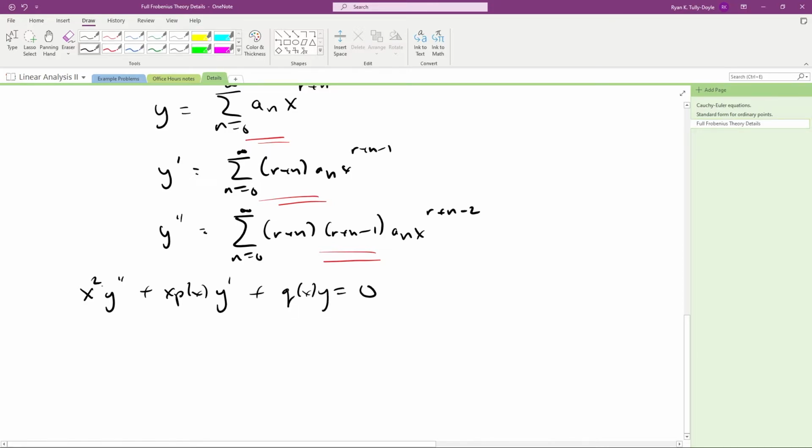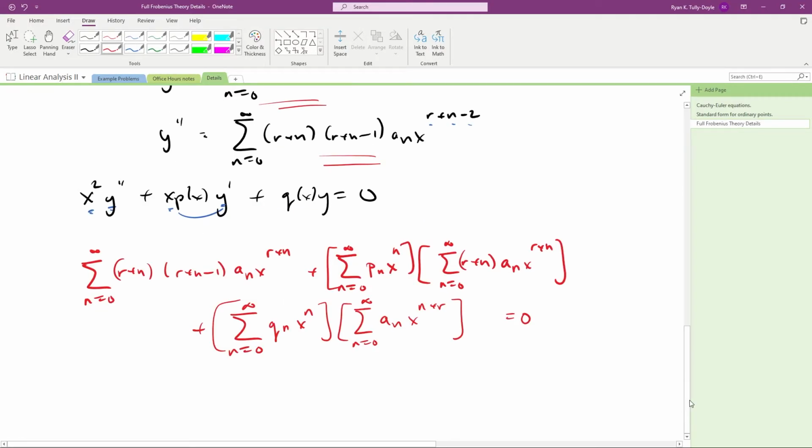And I want you to notice that the x squared here is going to jump into the second derivative, and it's going to turn this r plus n minus 2 back into an r plus n. Same thing with this x. This x is going to go in and hit this y prime, and when I multiply it in, it's going to turn this r plus n minus 1 back into an x to the r plus n. So when we plug in, this gigantic equation is what we end up with.